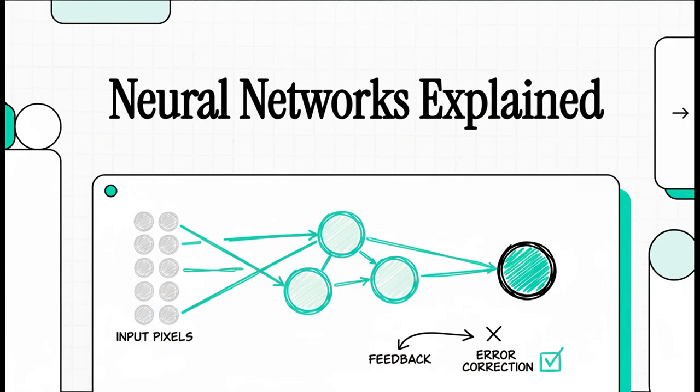Have you ever just scrolled through your phone and wondered how it can instantly find every single picture of your cat? I mean, it feels like magic, right? Well, it's not. It's the power of neural networks. And in this explainer, we're going to pull back the curtain and show you exactly how computers learn to see.